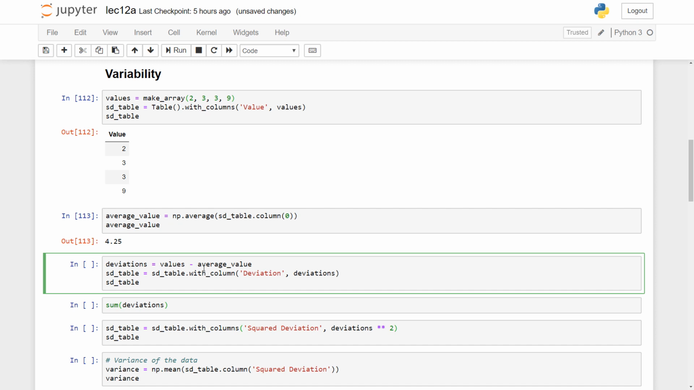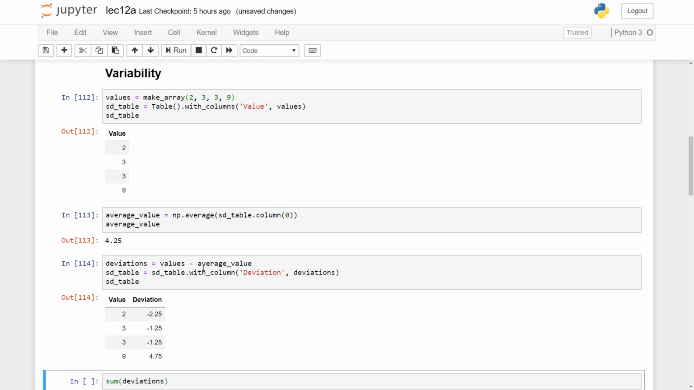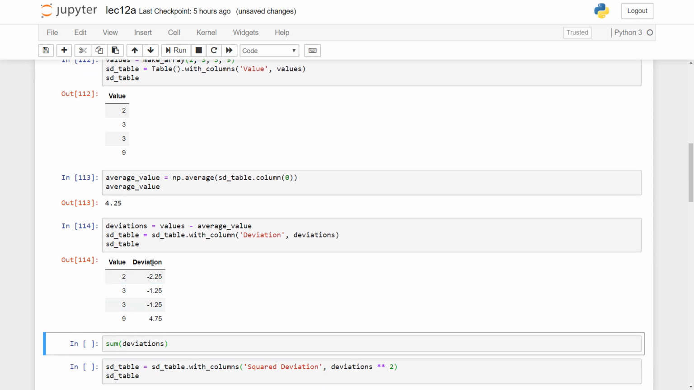Now let's do that for all values and add a column in the table that shows the deviation of each value from the average. So this is 2 minus 4.25, which is minus 2.25, and so on for each value. Now you might be tempted to get the mean of these deviations as an indication of how variable the values are around the mean.